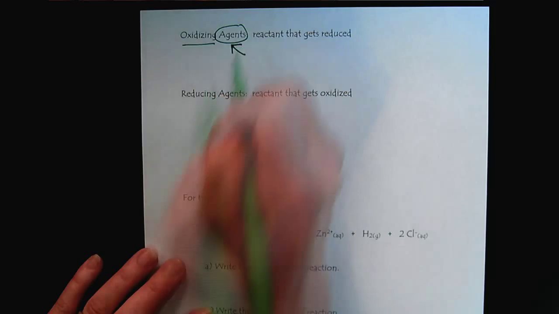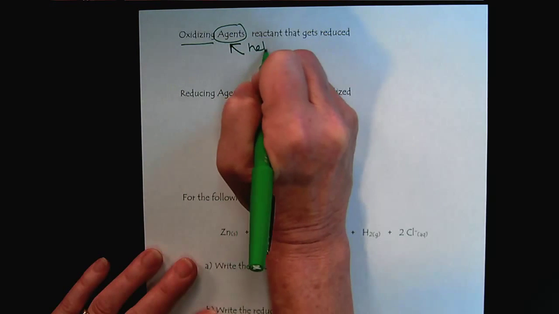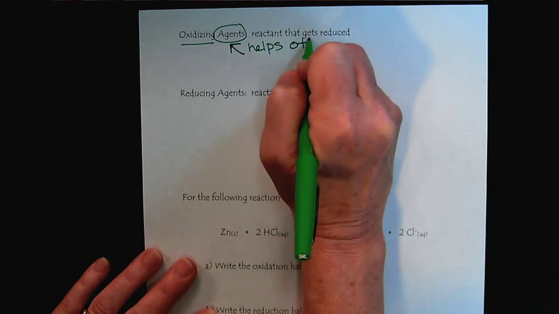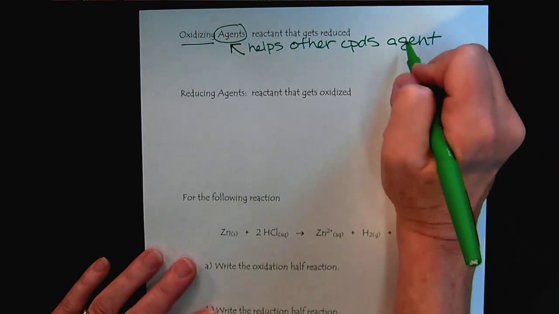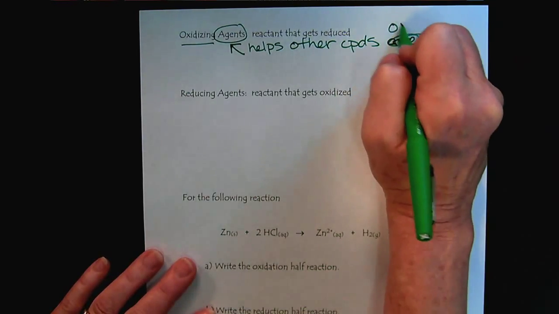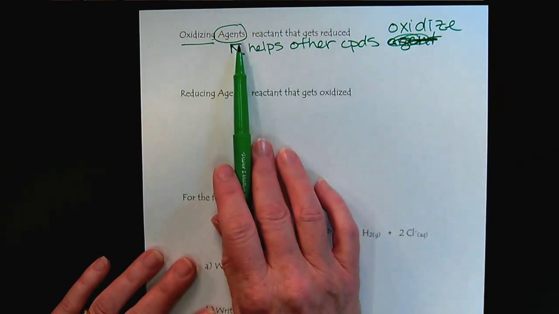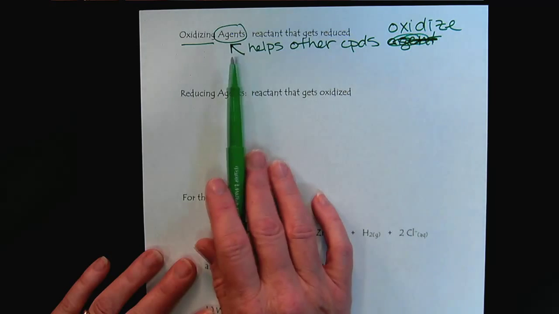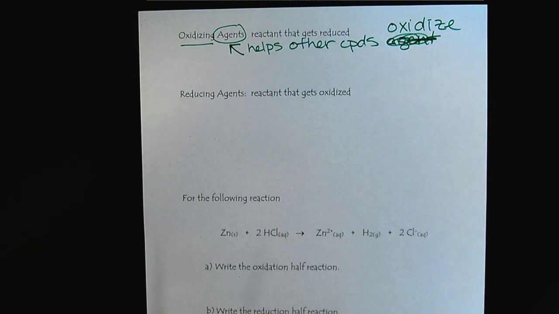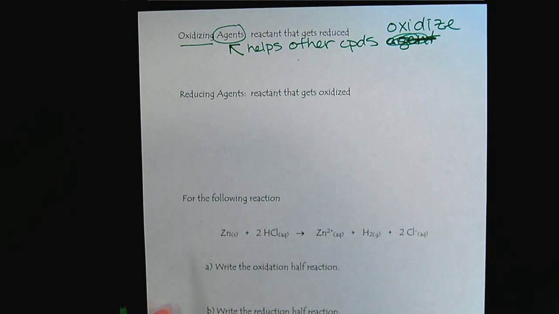It's agent. To me, agent is the key word to help with understanding. An oxidizing agent helps other compounds oxidize. So you think about agents, like a movie star has an agent. We never see the agent in the movie, right? The agent helps the movie star get the jobs. Or the sports agent helps the athlete get the high contract with lots of money. So an oxidizing agent helps other compounds oxidize.